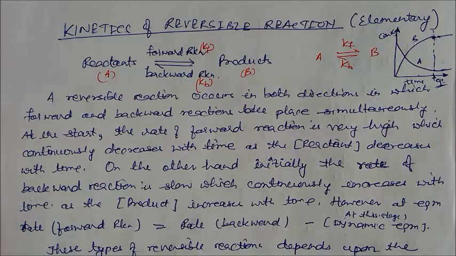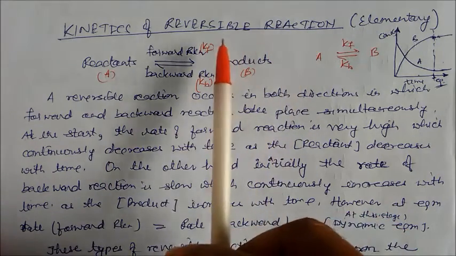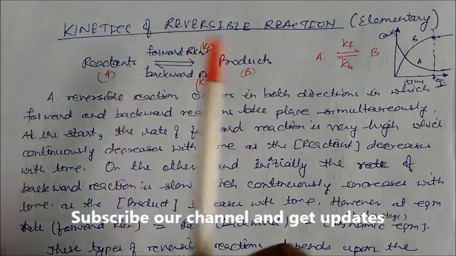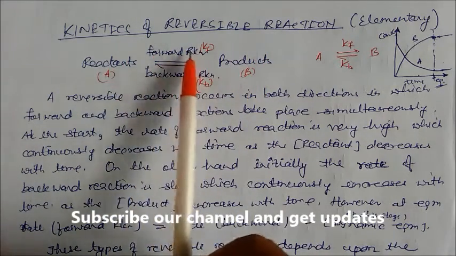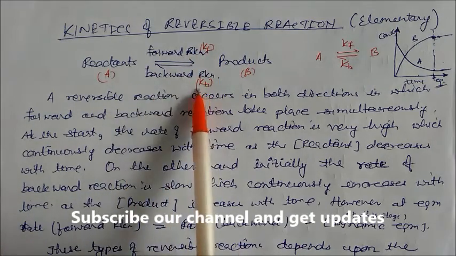Today in this session we will study the kinetics of the reversible reaction. So we will study the first order kinetics of the reversible reaction. So reactant is converted into products. So this is the forward reaction, this is the backward reaction. For the forward reaction, the rate constant is Kf, and for the backward reaction, the rate constant is Kb.